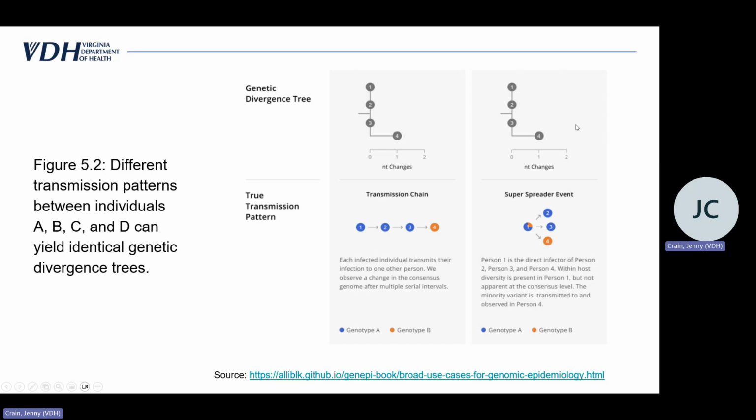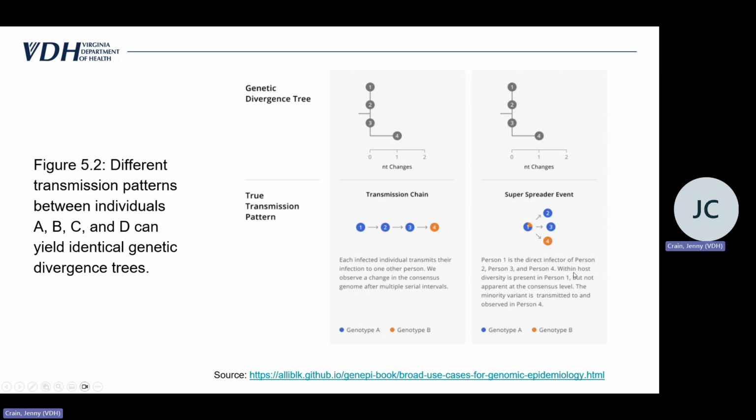But if you were to look at the panel here on the right, again, you see a very similar phylogenetic divergence tree generated where isolates 1, 2, and 3 are identical and 4 is only 1 SNP difference. But another way that this could have actually happened in reality, it could have been a super spreader event where person 1 was the direct infector of all persons involved in this image and visualization.